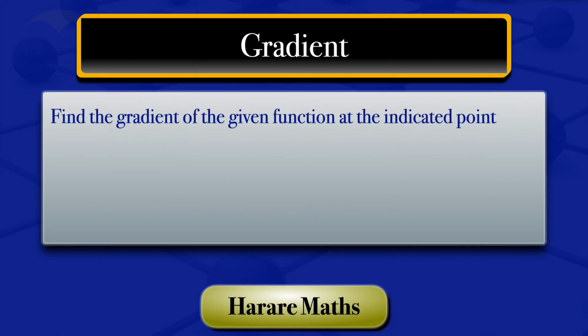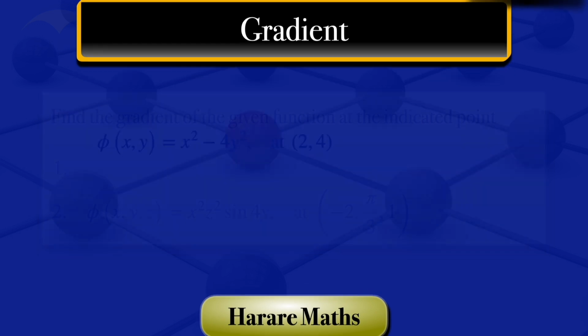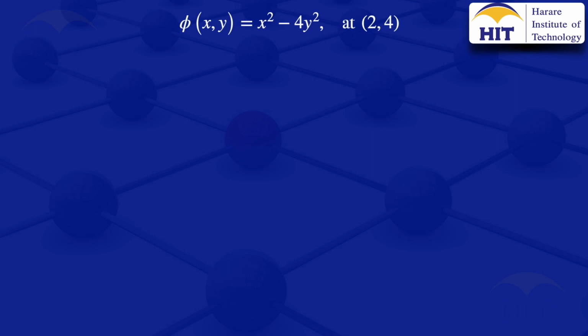In this video, I'm going to find the gradient of the function phi of xy is equals to x squared minus 4y squared at the point 2, 4, and the gradient of the function phi of xyz is equals to x squared z squared multiplied by sine of 4y at the point minus 2, pi over 3, 1. So I'll start by looking at the first one there, phi of xy.